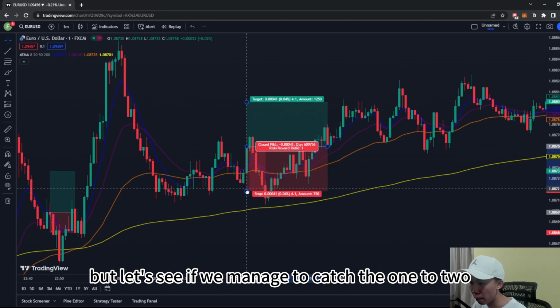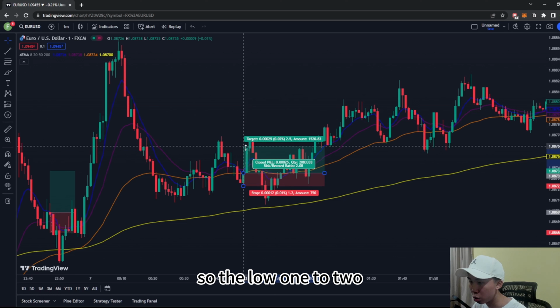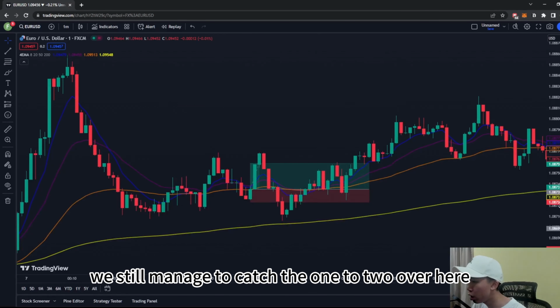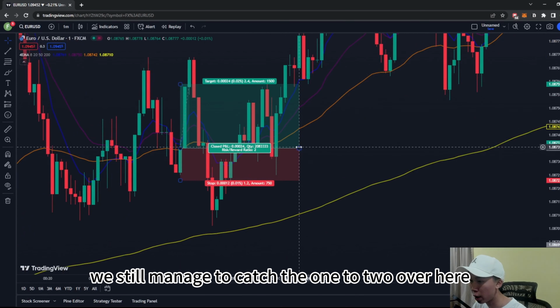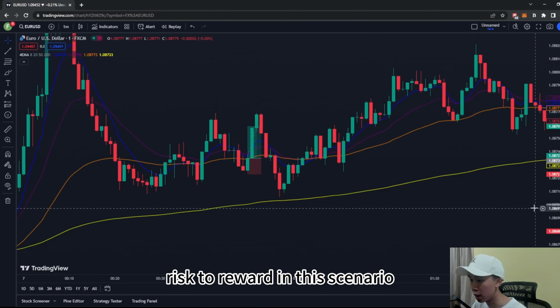But let's see if we manage to catch the 1 to 2. So the low, 1 to 2. Okay, everyone, we still managed to catch the 1 to 2 over here. This is why I recommend a 1 to 2 risk to reward in this scenario.